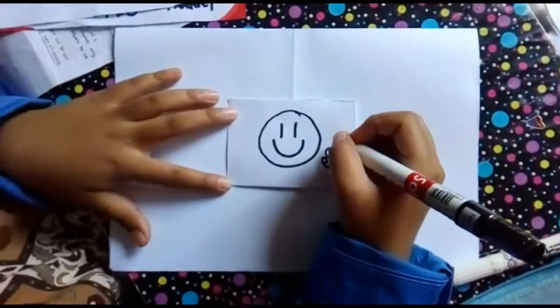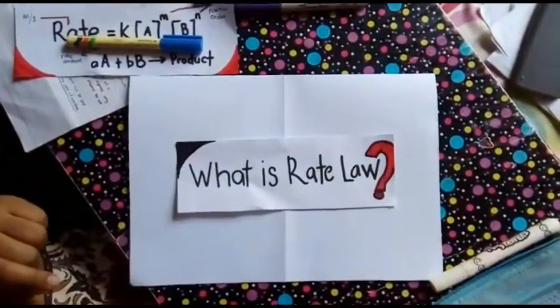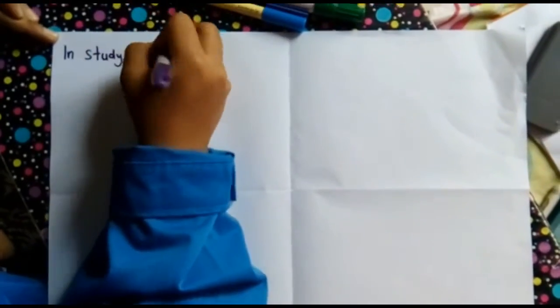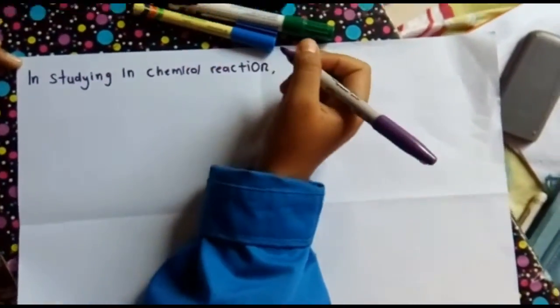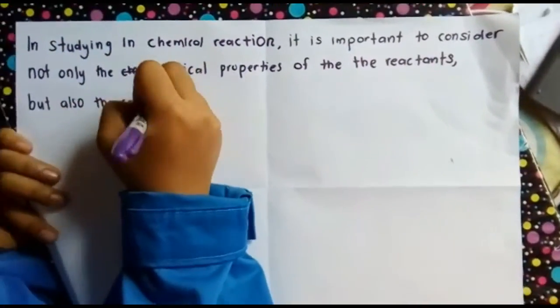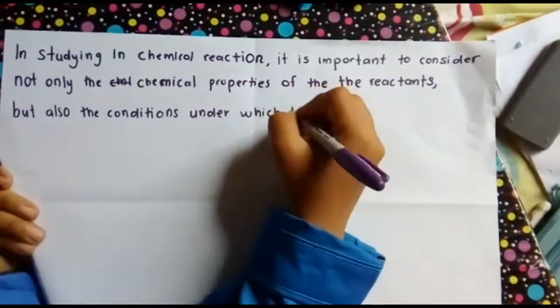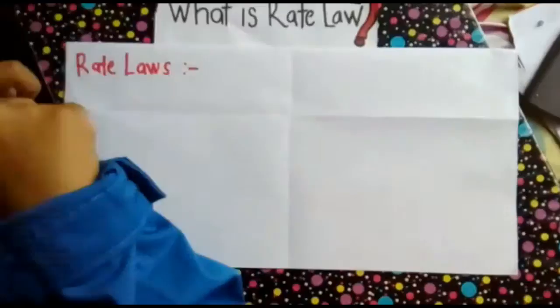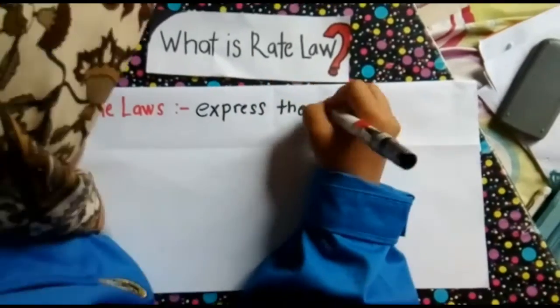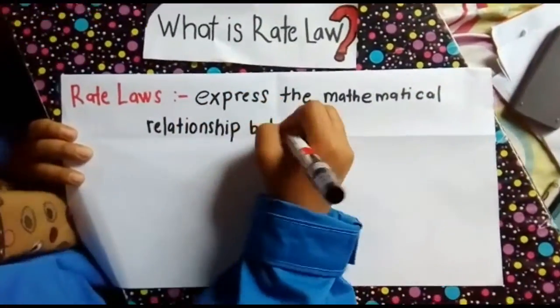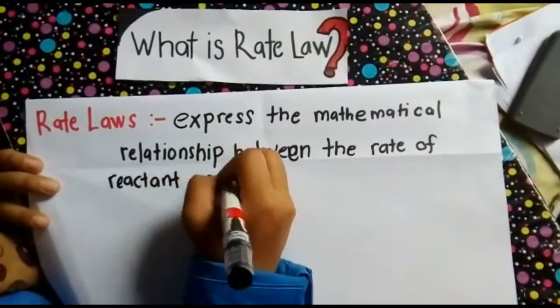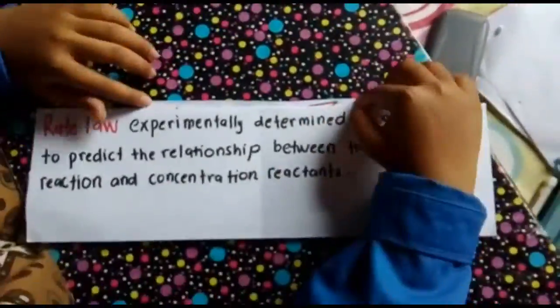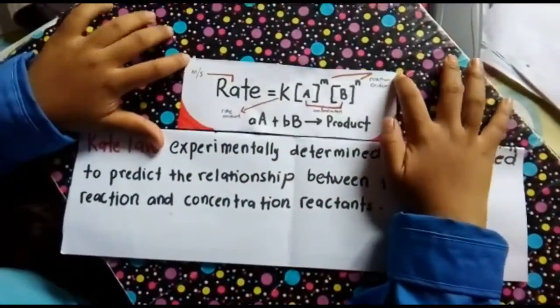Okay, I am Fatin. I will tell you about what rate law is. In studying a chemical reaction, it is important to consider not only the chemical properties of the reactants, but also the conditions under which the reaction occurs. The rate law expresses the mathematical relationship between the rate of reaction and the concentration of reactants. Here is the formula.